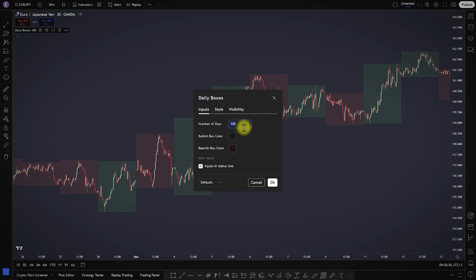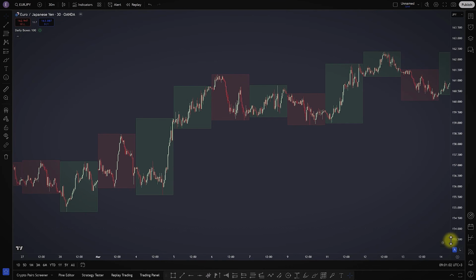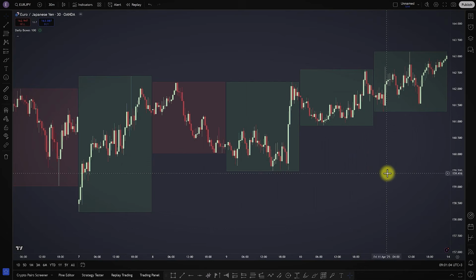I've asked the assistant to let me choose how many days I want to display and what colors to use. Then I wanted a clear function to detect when a new trading day begins.